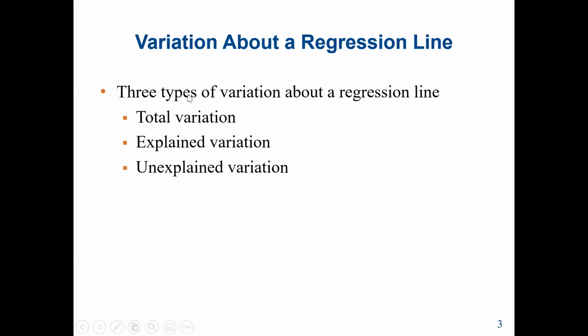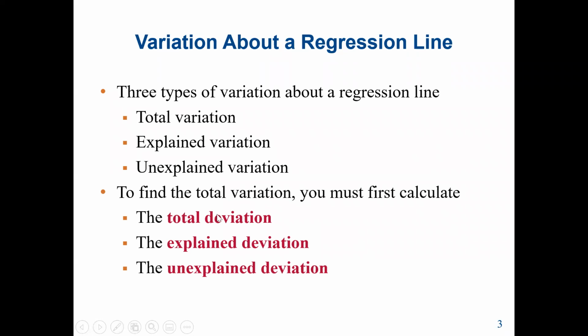So first we start with the variation about a regression line. In regression analysis, we have three types of variations about a regression line: the total variation, explained variation, and unexplained variations. Now, in order to find the total variations, we must calculate the total deviation.